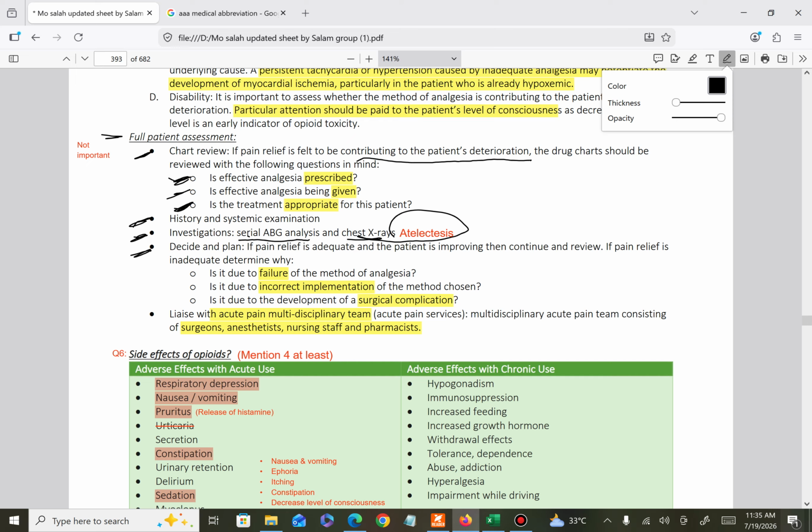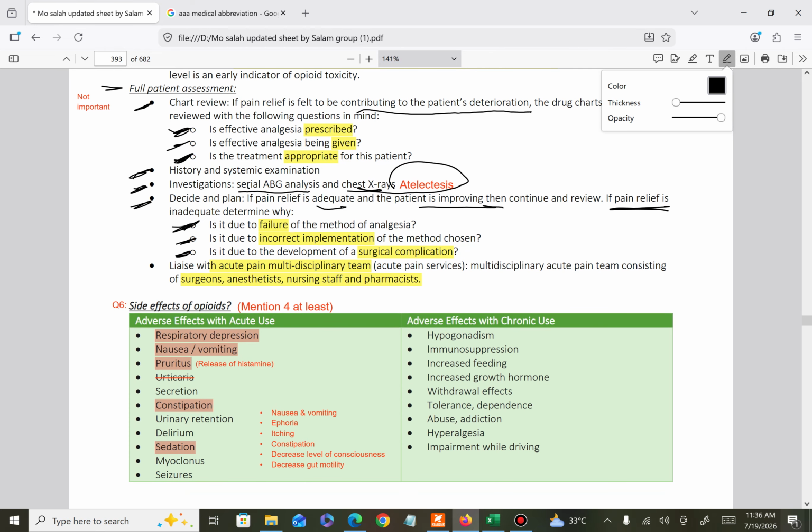Decide and plan. If the pain relief is adequate and the patient is improving, then continue and review. If the pain relief is inadequate, determine why. Is it due to failure of the method of analgesia? Is it due to incorrect implementation of the method chosen? Or is it due to the development of a surgical complication?